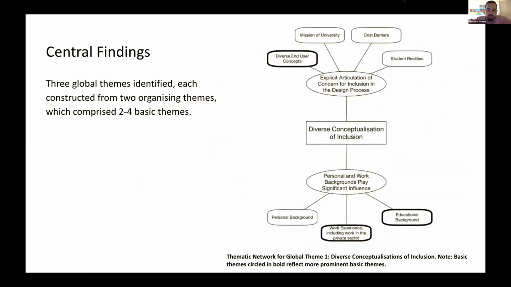And so I'm gonna spend the next 8 minutes walking through the thematic networks that were identified, and share some of the primary insights. So here's an example of a thematic network. In the center, you have the global theme. Each global theme is comprised of 2 organizing themes, and those organizing themes are comprised of 2 to 4 basic themes. And the basic themes that are in bold were slightly more prominent than the others.